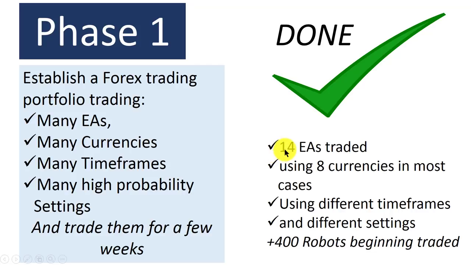So we are currently trading 14 EAs. We are using 8 currencies in most cases. We are using different time frames and different settings to the extent that we are actually trading over 400 robots at the same time. It's a huge portfolio. So phase 1 is underway. It has happened, and we are now at the end of phase 1.